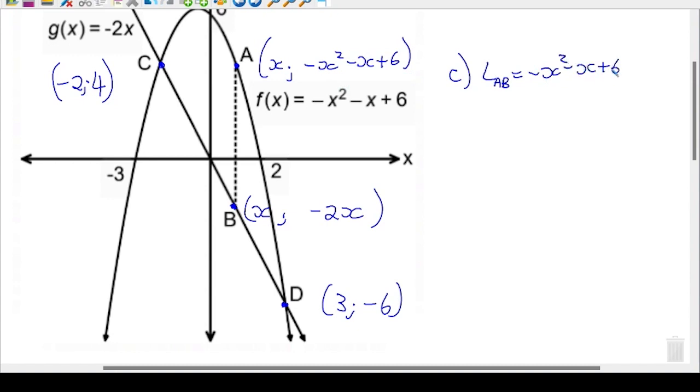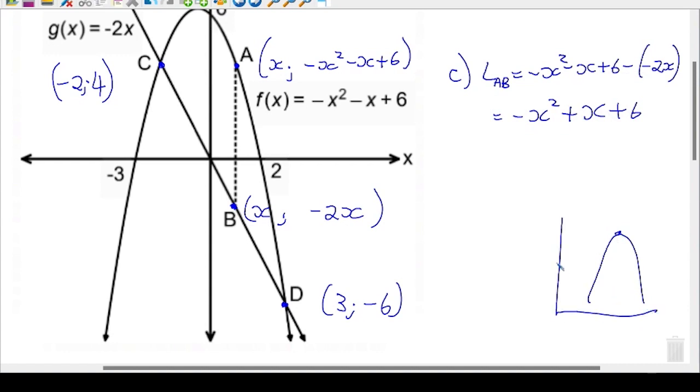So negative x squared minus x plus 6 minus 2x. And what we get is negative x squared minus x minus 2x, so it's minus 3x... so it's plus 2x... so it's plus x, and then plus 6. Now that is the length of that line. What we want to do now is work out where that is a maximum, because that in itself is a graph, and that's a concave down, or sad, parabola with a maximum value. What's the maximum value there?